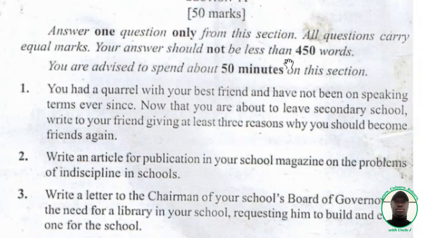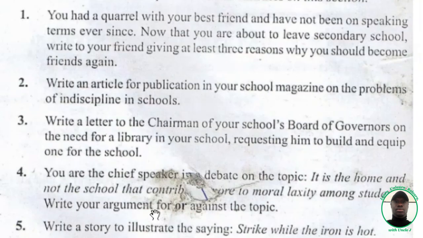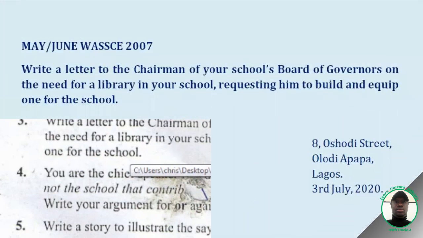In the extended section, you will be asked to write not less than 450 words. You'll also be given 50 minutes on this section. Now, take a look at question 3. Write a letter to the chairman of your school's board of governors on the need for a library in your school, requesting him to build and equip one for your school. Now, this is the question.